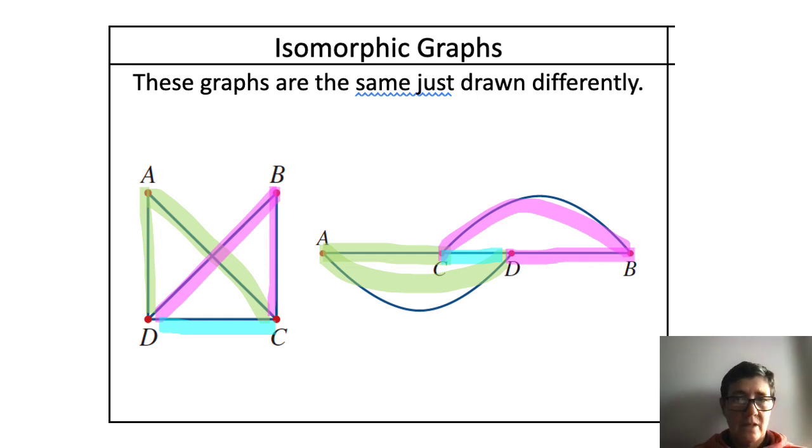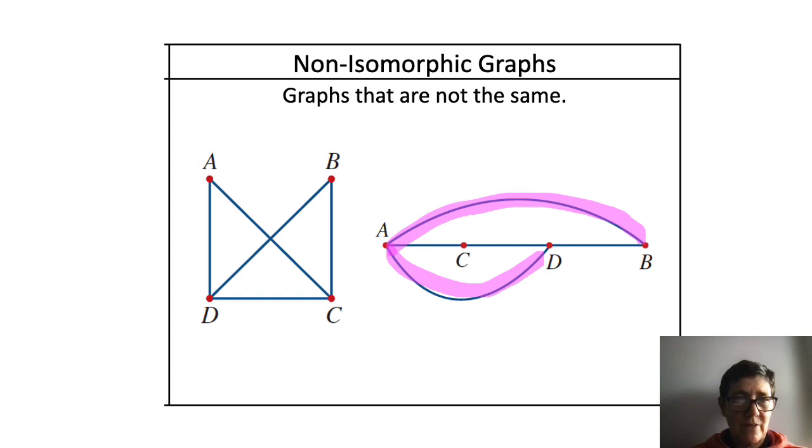If we look at non-isomorphic graphs, this looks very similar, but it's not quite the same. There's a connection A to D here and there's a connection A to D here. But in this one, there's a connection A to B, and in the other there is no connection A to B. You'd have to go through another vertex. So these are not the same.